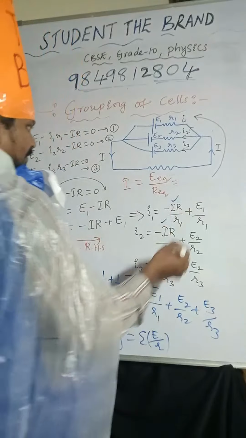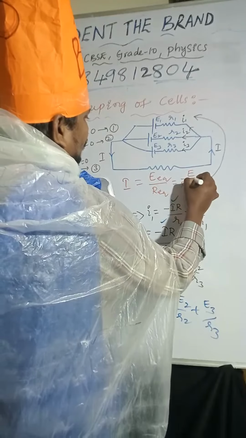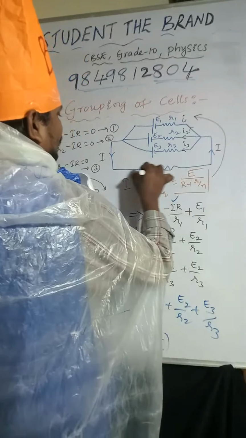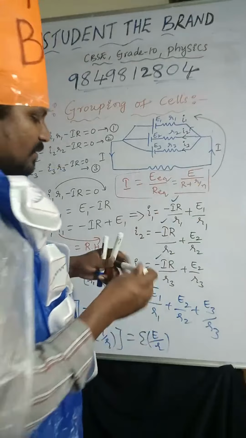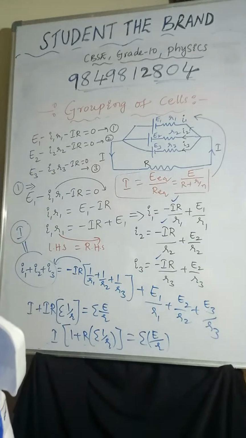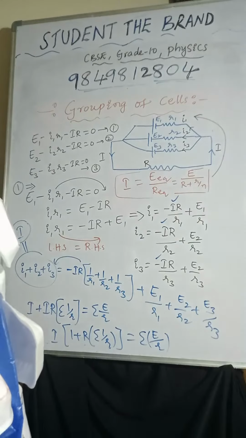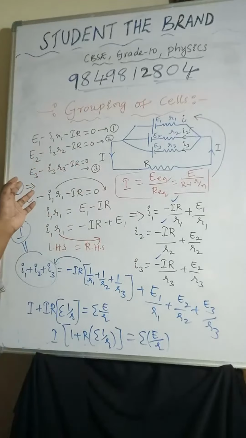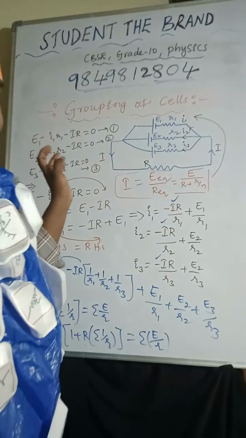So that's enough. This is the final formula, E by R plus R by N. Whatever you get for a parallel combination, you will get the same format here. Understood? Listen carefully, observe carefully. Very easy, very simple steps. You just have to follow the step-by-step method, then finally you'll get the answer.